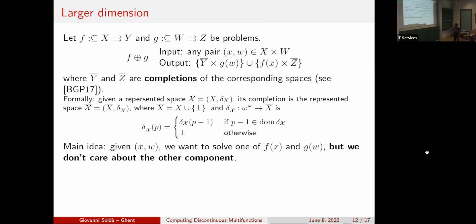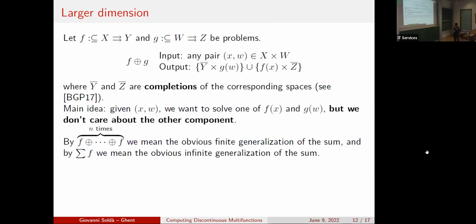So going back to the problem we defined, the sum of F and G. The idea to have in mind is that given inputs X and W, we want to find a point in F of X or a point in G of W, but we absolutely don't care about the other component. In particular, the output could be absolutely nothing. Not only could it be wrong, it could actually mean nothing in a certain sense.